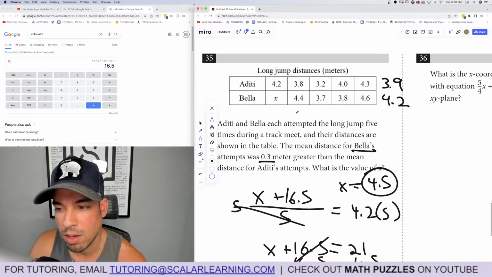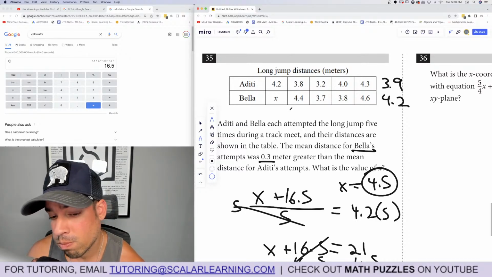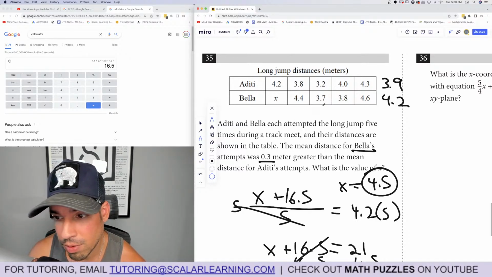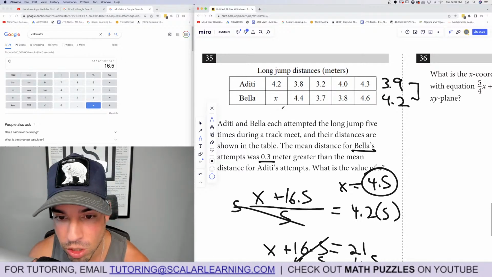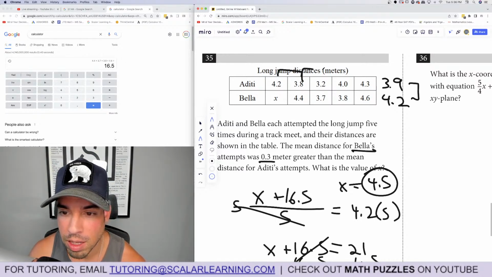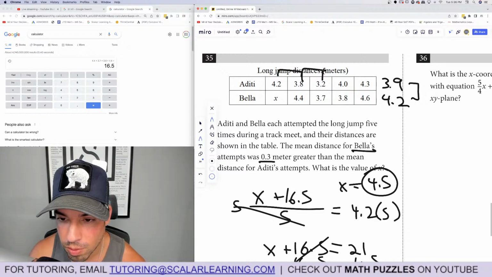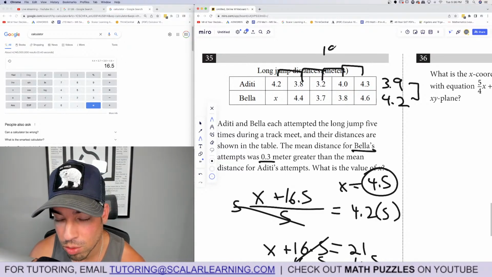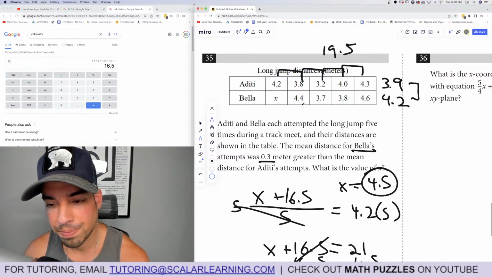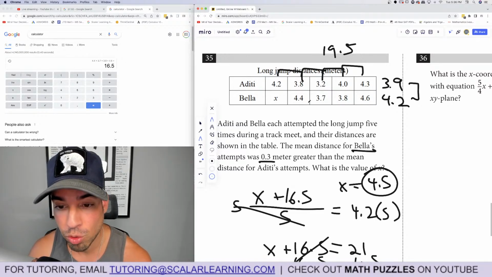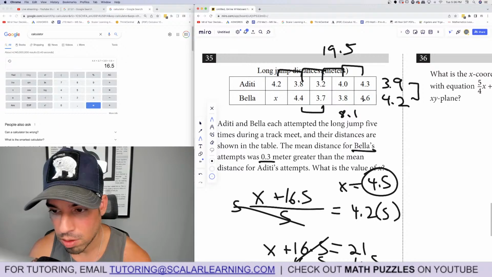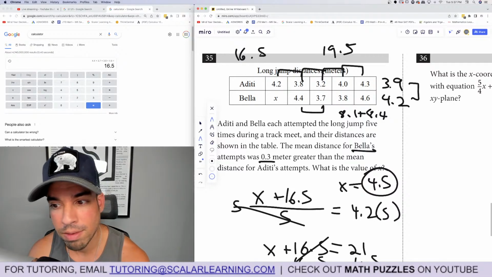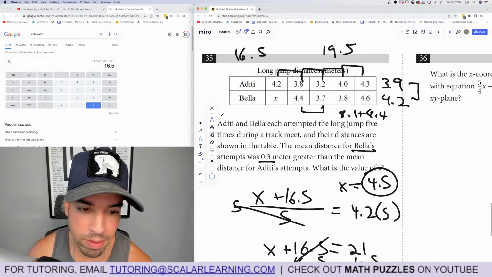I'm going to double check mentally now. And by the way, a little shortcut is if this is 0.3 greater, the total should be 0.3 times 5 greater, which is 1.5 greater. So watch this. So that's 8, 11.2, 15.2, 19.5. So that's what we got before. So that's right. And then it should be 1.5 greater, so it should add up to 21. So this is 8.1 plus 7, 8.4. So that's 16.5. So to get to 21 is 4.5.